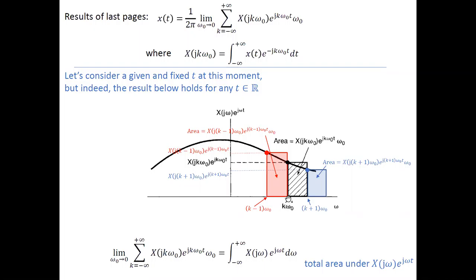So omega zero is the width of this rectangle. So if we multiply the height of this rectangle with the width of this rectangle, what we get is the area of this rectangle. So inside this infinite sum, every term actually corresponds to an area of a rectangle. And this infinite sum says for all the integers k from minus infinity to plus infinity. Therefore, as we're calculating this infinite sum, it is like calculating the total area of all these rectangles.